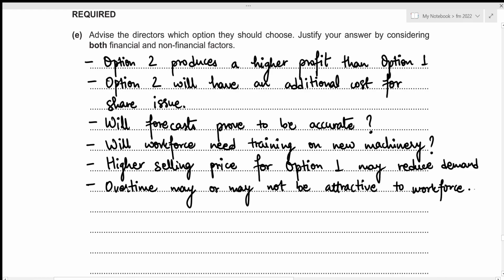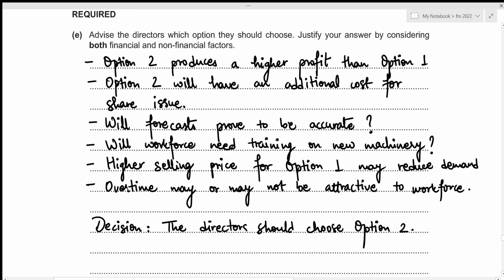Alright, now based on these factors, we need to make a decision and advise the directors which option they should choose. So personally, I would advise the directors to go with option 2 because this does not require any higher selling price, which could possibly drive down the demand, as well as overtime for the workers, which they might or might not appreciate, right? Let's write it down. So the directors should choose option 2. Alright, this concludes the fifth part of this question.